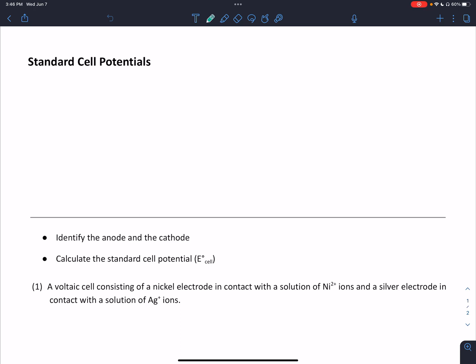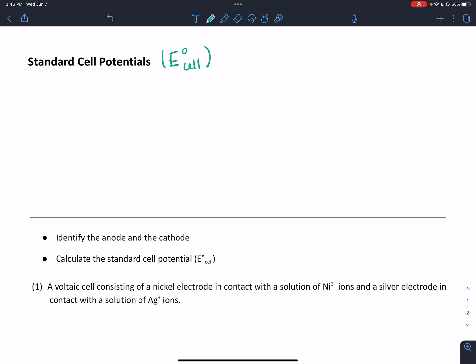This one looks at how to determine the standard cell potential for a particular electrochemical cell. We represent that standard cell potential with the symbol E with a little circle up top and subscript cell. The little circle, a superscript here, just tells us we're under standard conditions, so STP conditions.